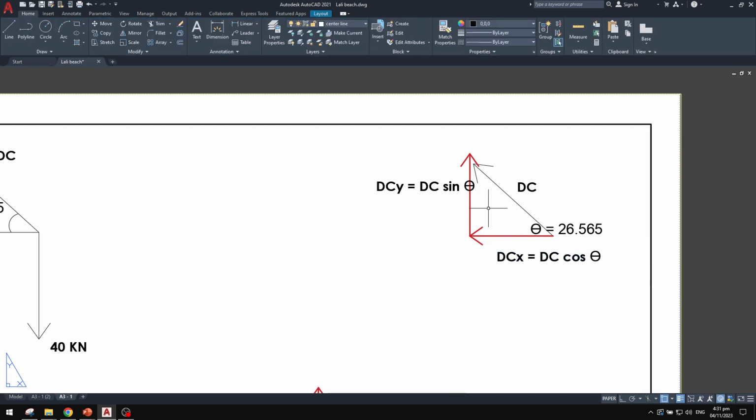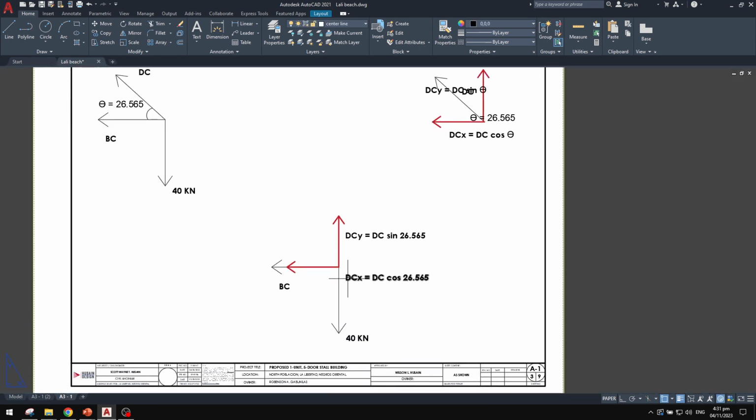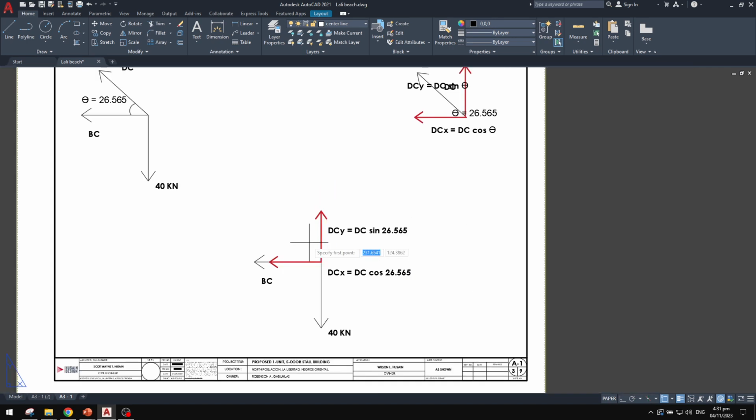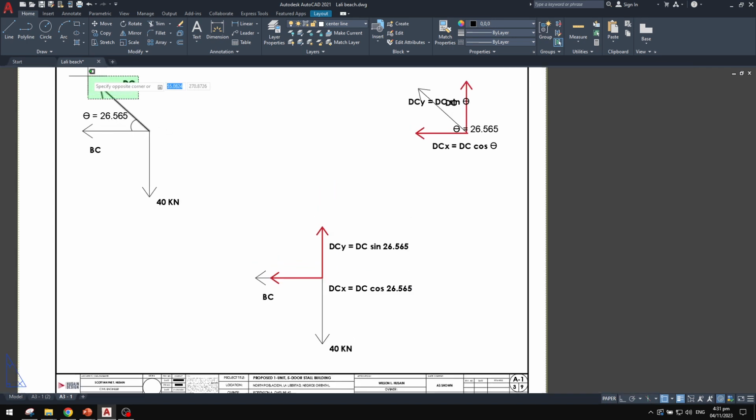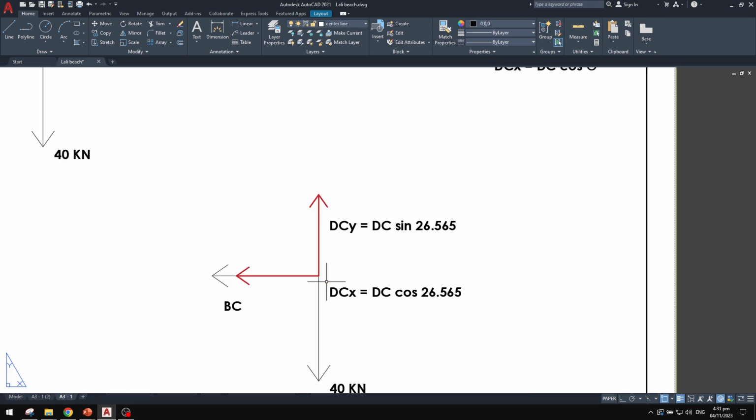Now, we will incorporate this sa atong figure ganina. So, kung i-neat nato siya, it will look like this. Okay? Ang DC, gi-erase nato, gilisan nato siya og duha ka red. So, it will look like this.